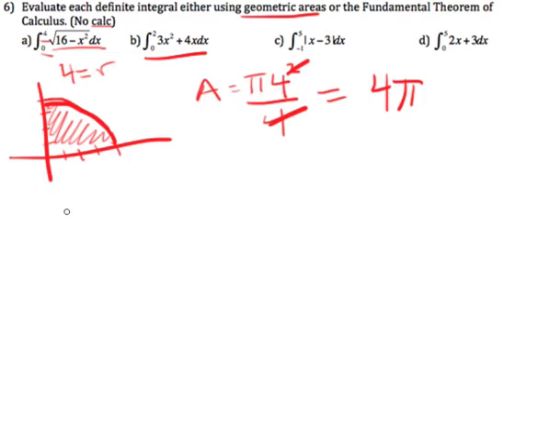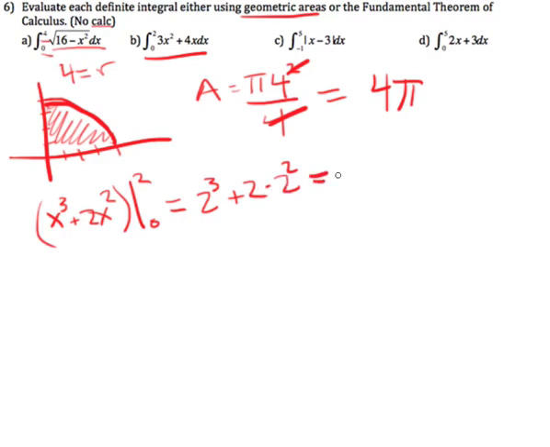Integral of 3x squared is going to be x cubed. The integral of 4x, we're going to get x squared divided by 2, so 4 divided by 2 is 2. So we're going to get x cubed plus 2x. Let's evaluate that from 0 to 2, which is nice because all we have to do is substitute 2 in. So we get 2 cubed plus 2 times 2 squared. Well, 2 squared is 4 times 2 is 8. 2 cubed is also 8. So we're going to get 16 for part B.